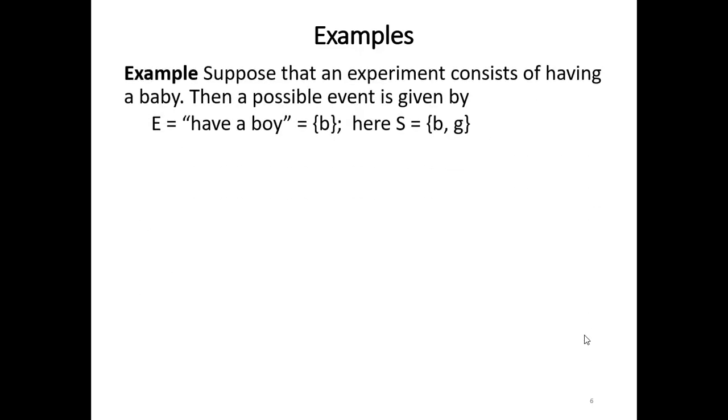So here are some examples. So the first one, suppose an experiment consists of having a baby. Then a possible event might be that the baby is a boy. So here we could say our event E is just equal to B, okay, B for boy. And this would be our event. Let's say the sample space is B or G. So these are the two outcomes, and you could see our event is a subset here.